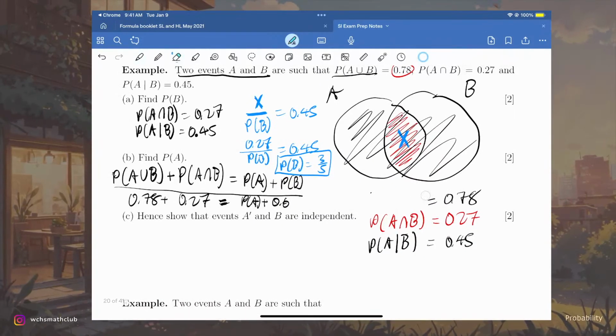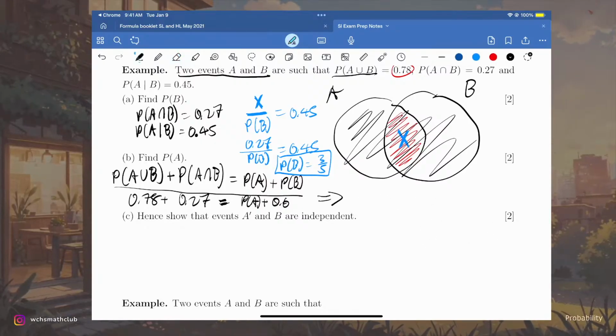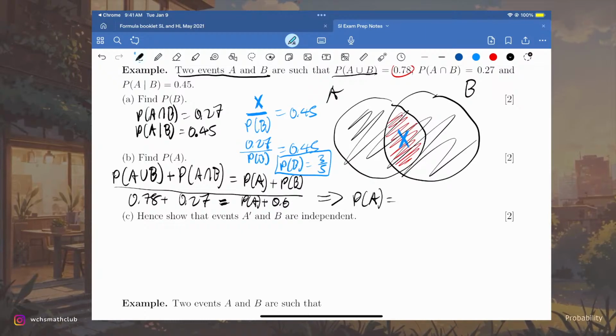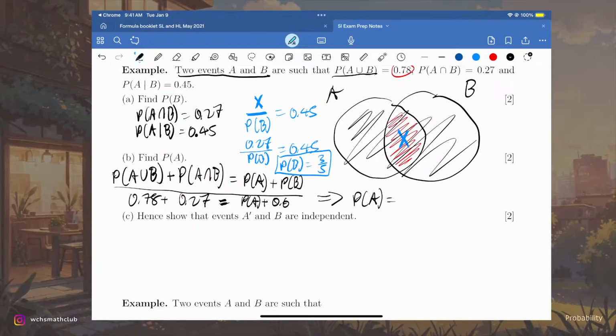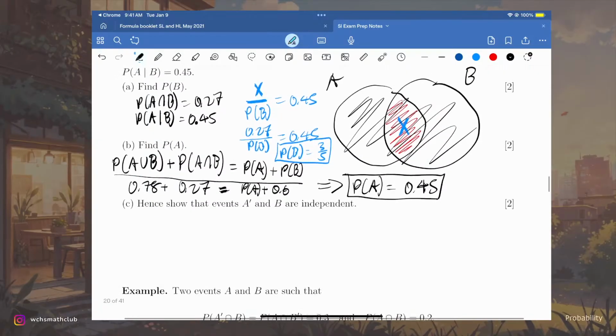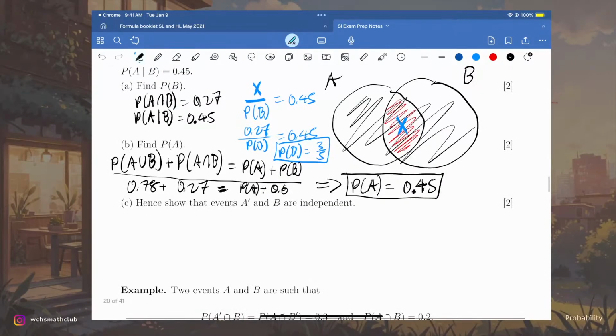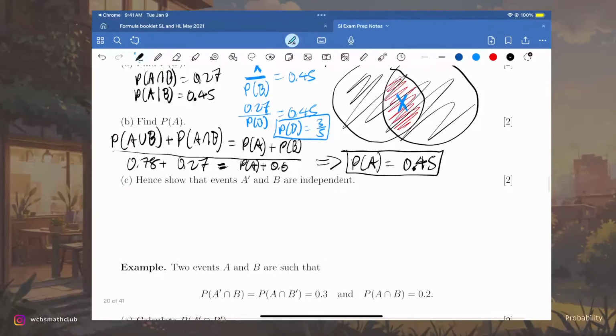And basically what we get after this, I'll just clear this right part out for now. What we get for this one is that P of A is equal to 0.78 plus 0.27. That's 1.05 minus 0.6, so 0.45. P of A is equal to 0.45. So now, last part, C.